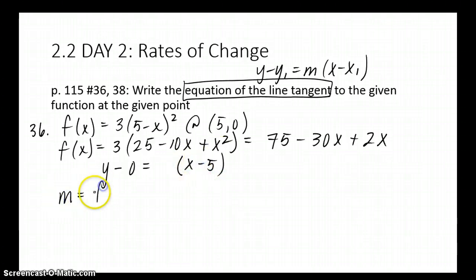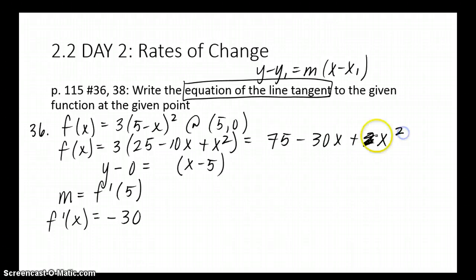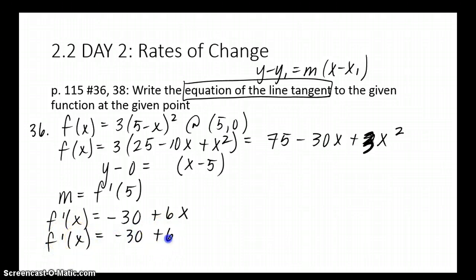We know the slope comes from the value of the derivative at 5. So now we can use our power rule. Derivative of 75 is 0. Derivative of negative 30x is negative 30. Oops, I skipped a step here. Plus 3x squared. Sorry about that. Derivative of 3x squared is 6x. So now when we plug in 5, well, isn't this convenient? Our slope is 0. Plugging that in, the equation of the line would be y is equal to 0.